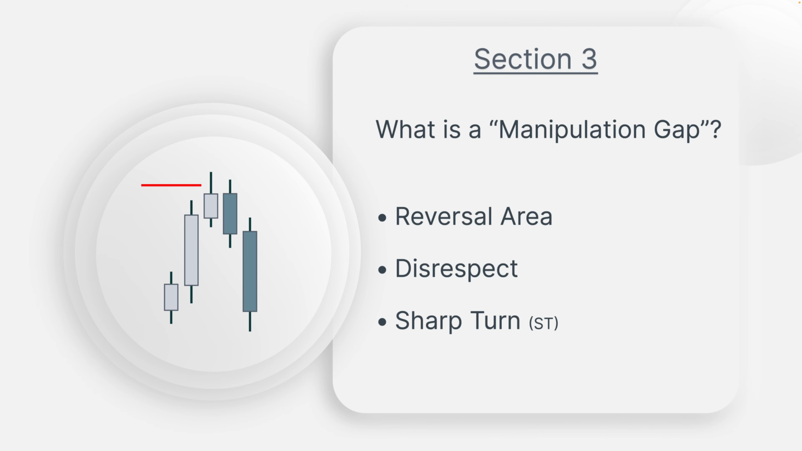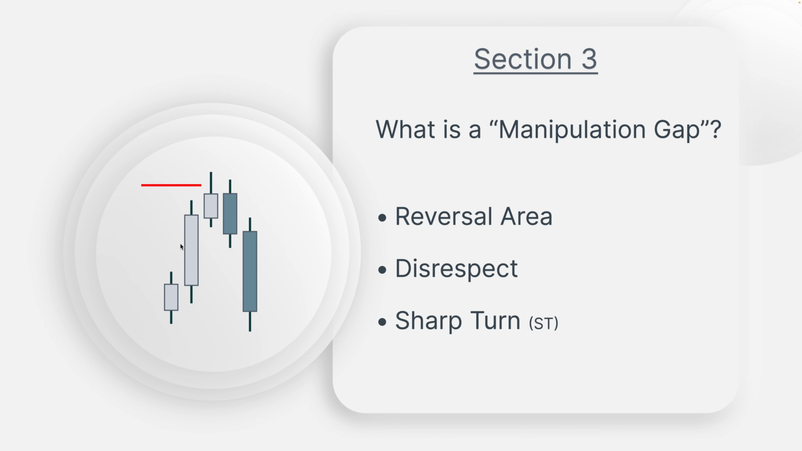So what actually is a manipulation gap? It happens at a reversal area. That is exactly when you can expect manipulation gaps to form. Now, manipulation gaps are seen through disrespect. When we disrespect the first fair value gap and a new fair value gap is being created, that is exactly what we mean by disrespect. Then the third bullet point that we have is a sharp turn, an ST. And whenever I refer to an ST in a video, I refer to a sharp turn.